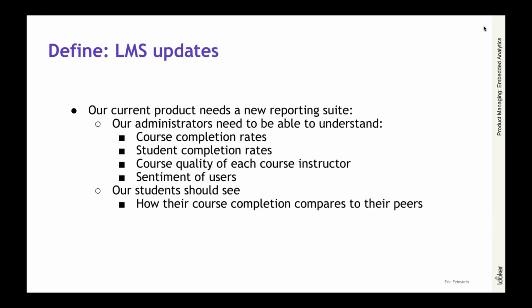So for the LMS, we kind of created a simple statement here. The current product needs a new reporting suite. Our administrators need to understand 4 metrics, and that's completion rates for a course, for a student, the course quality, and the sentiment of users. Are they happy? Are they sad? Do they like courses or not? As well as providing our students something that they can see how their course completion compares to their peers.